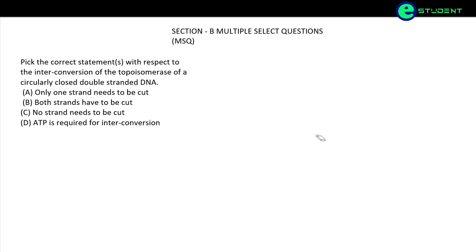The first question is: pick the correct statement with respect to the interconversion by topoisomerase of a circular closed double-stranded DNA. So what is a topoisomerase? Whenever the DNA is replicating, it always creates tension within the DNA. This is the tension created within the DNA.